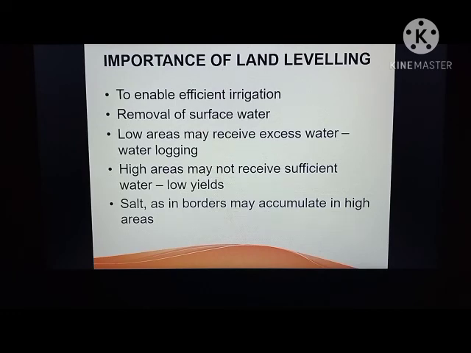Next is the importance of land leveling. It is to enable efficient irrigation and removal of surface water. Low areas may receive excess water or waterlogging. High areas may not receive sufficient water, resulting in low yields. Salt, as in borders, may accumulate in high areas.